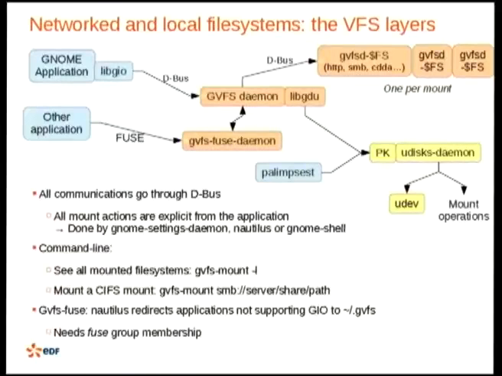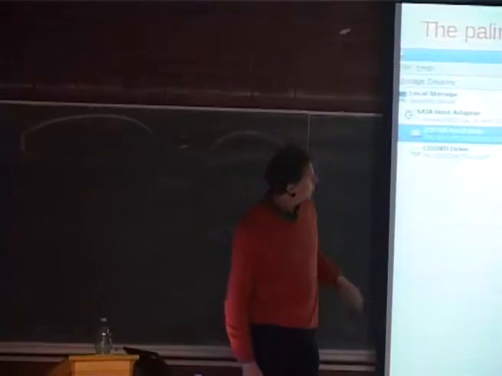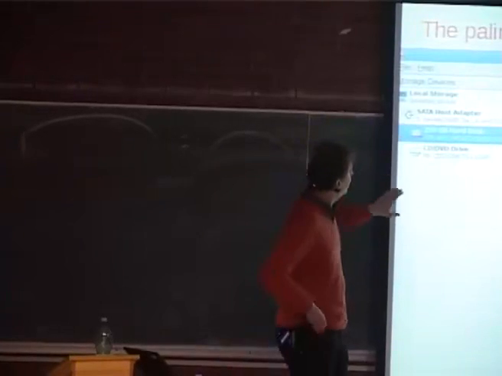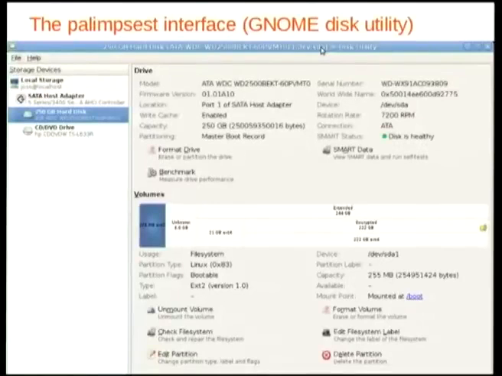And the last part is the palimpsest user interface, which exposes all the internal functions. So this is, for example, what happens when you look at the partitions, and you can control almost everything on the disk. All operations can be done here, so mounting, formatting, encryption, whatever.